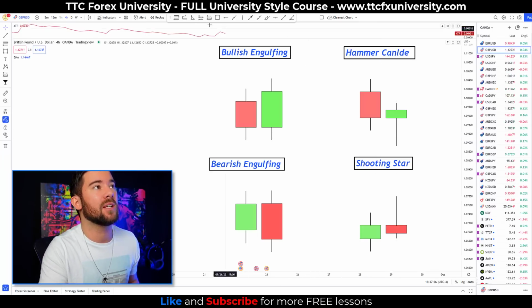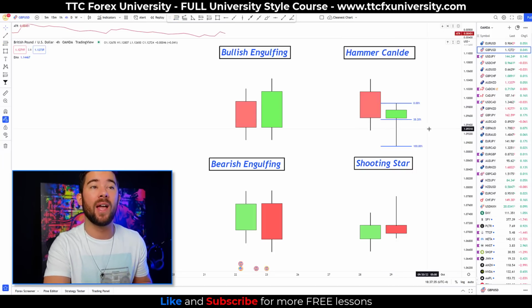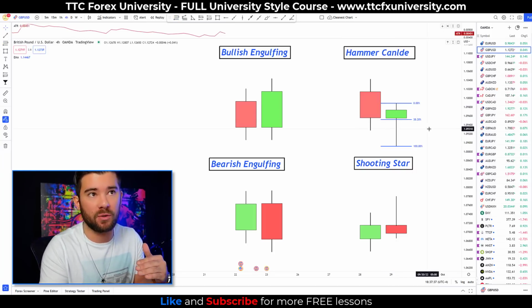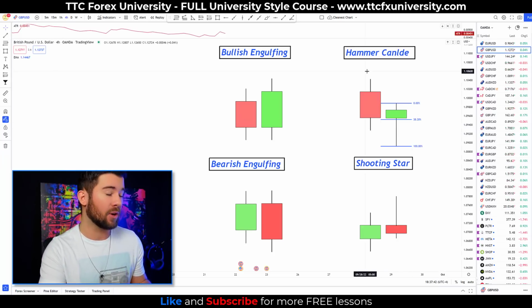And that way is by using a Fibonacci retracement. And I just pull from the low of the wick to the high of the wick. And I want to ensure that the entire body of the candle is above the 38.2% retracement. As long as that is met, and as long as that is true, I have a valid hammer candle.